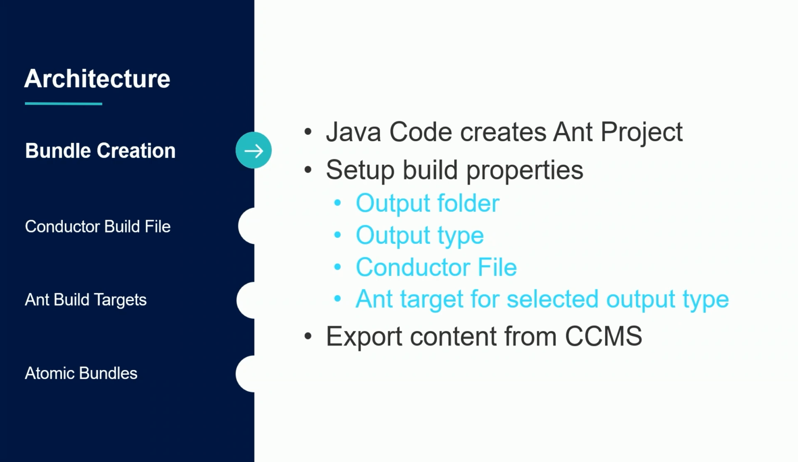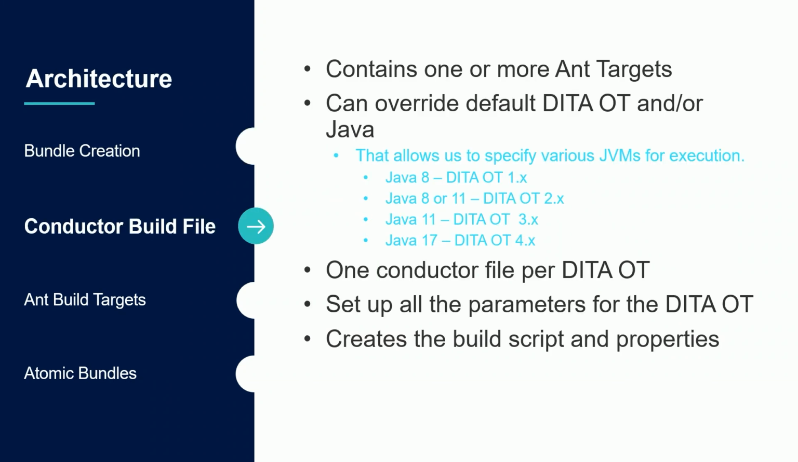You could probably skip the output type part, but the main one, what we call the conductor file, is just an Ant file that essentially has a whole bunch of targets inside of it, and those set up the environment for the Open Toolkit. And then, yeah, part of it is export. So what does that conductor file kind of give us?